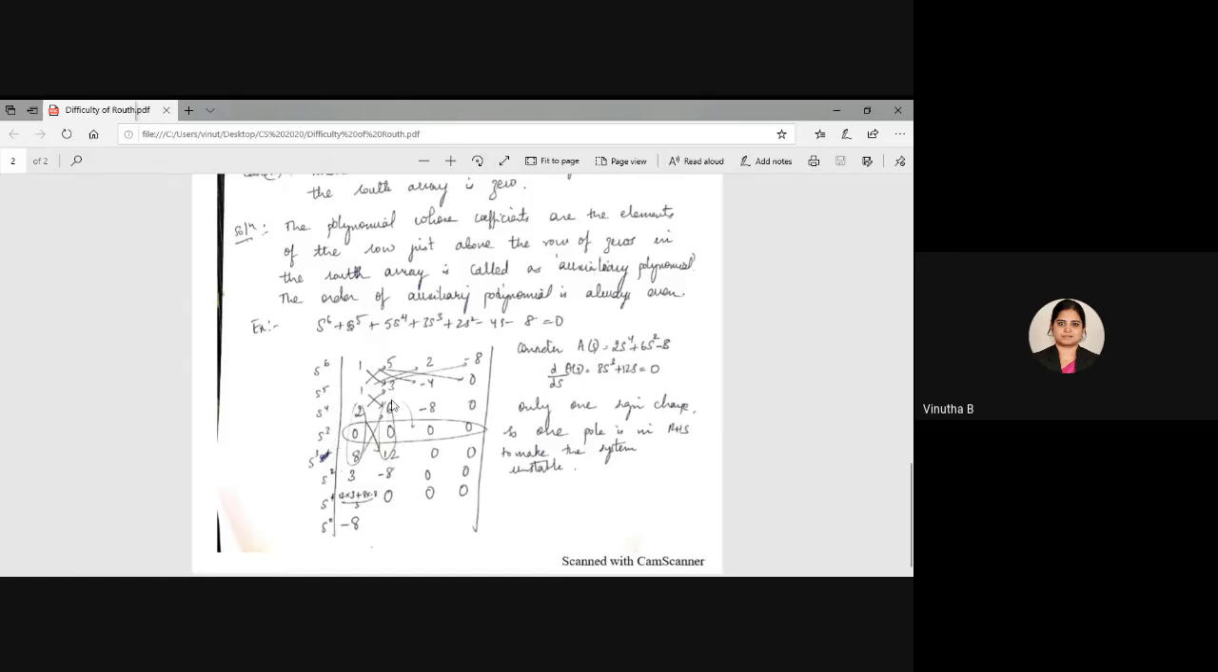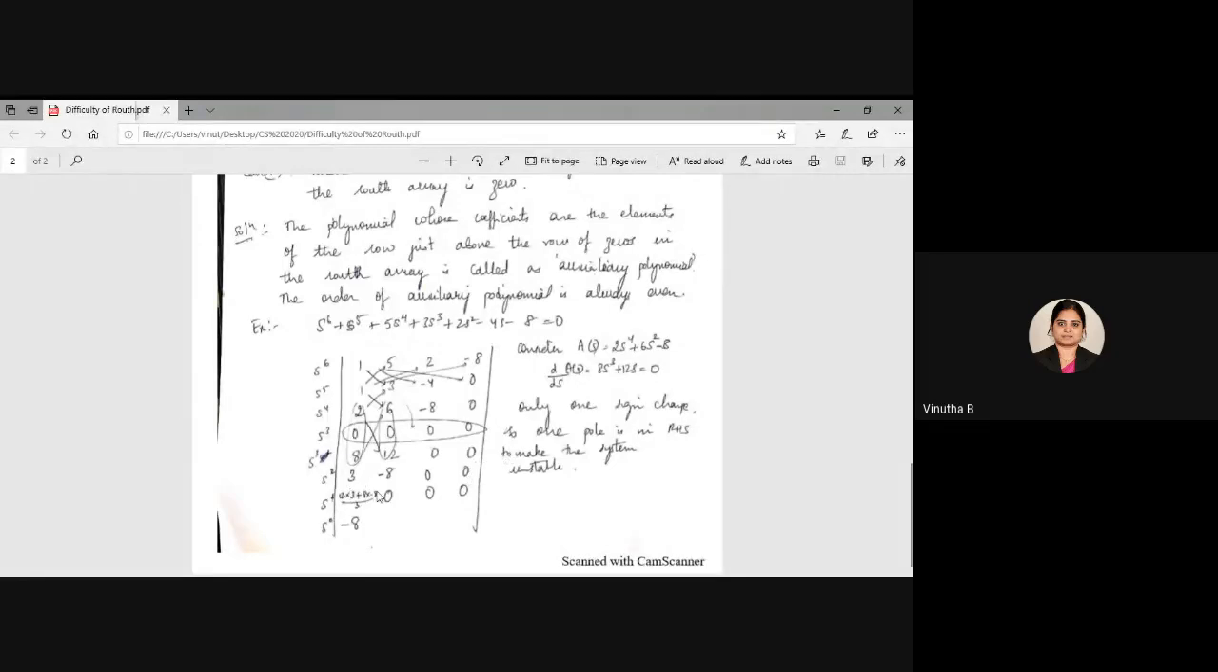Now again you have to follow the normal way of finding the other elements of the other rows. To get the s square row element, what do you do? 8 into 6 minus 2 into 12, divided by 8. When you do that, you will get the answer 3. Then again 8 into minus 8 minus 2 into 0, divided by 8, so you will get minus 8. And 8 into 0 minus 2 into 0, divided by 8, again you will get 0. And there are no other cross elements here, so this will be 0.